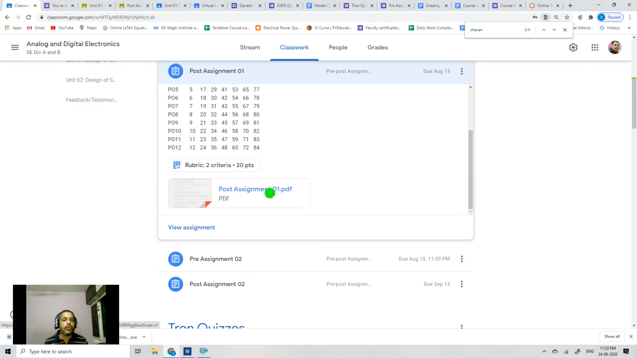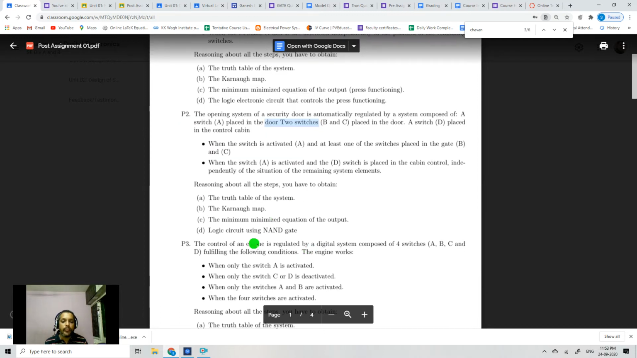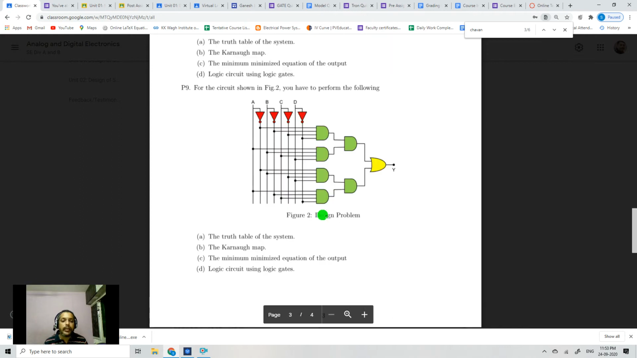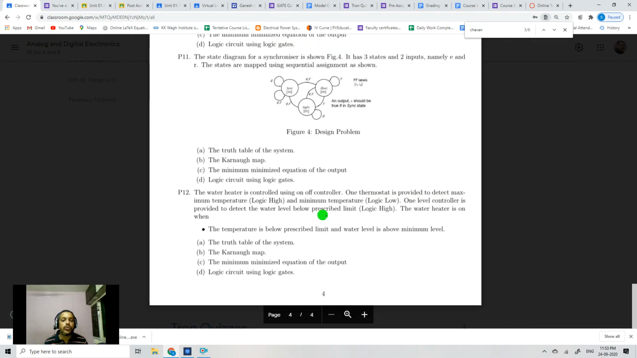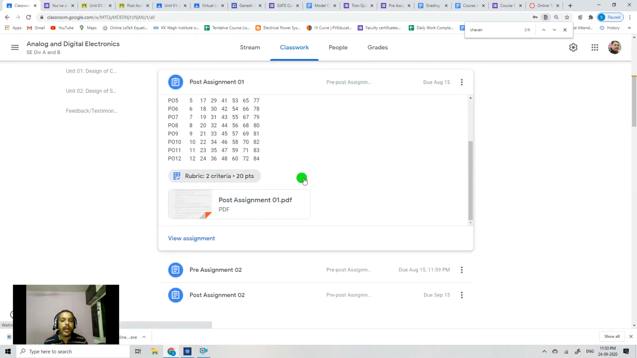So this is the application based question. If I open this post assignment, you can observe that this is the example of control place, this is the example of security door, this is the example of control engine. Likewise, I have prepared a total of 12 questions, and for the 7 questions, 7 students, 1 question is assigned, and they have to attempt these questions and post their answers. For the assessment of this, I have designed the rubrics.